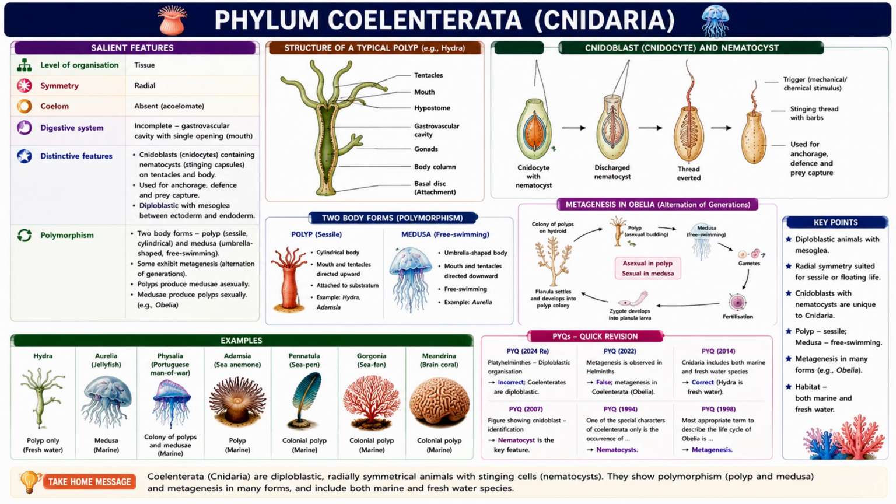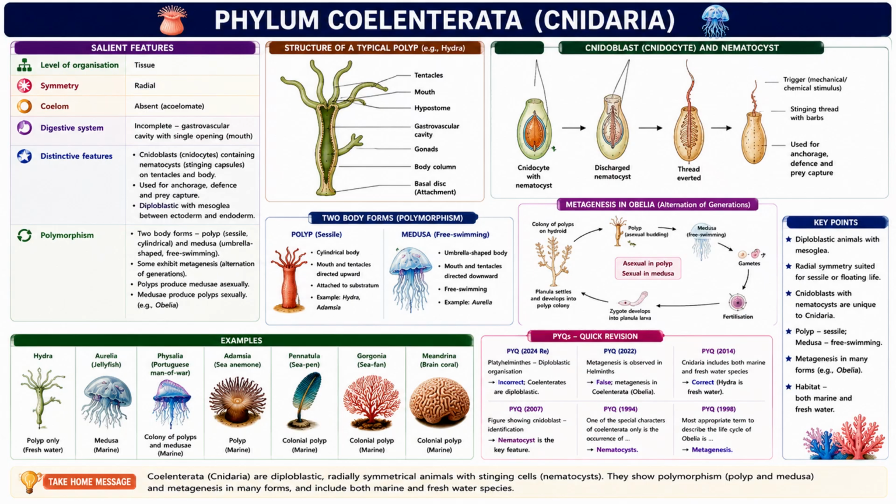Cnidoblast, cnidocyte and nematocyst. You can see here there is a cnidocyte with a nematocyst inside. Discharged nematocyst looks like this one, thread everted. The trigger is chemical and mechanical stimulus, stinging thread with barbs used for anchorage, defense and prey capture. The metagenesis in Obelia, that is alternation of generations, can be seen in few organisms of the Cnidaria.